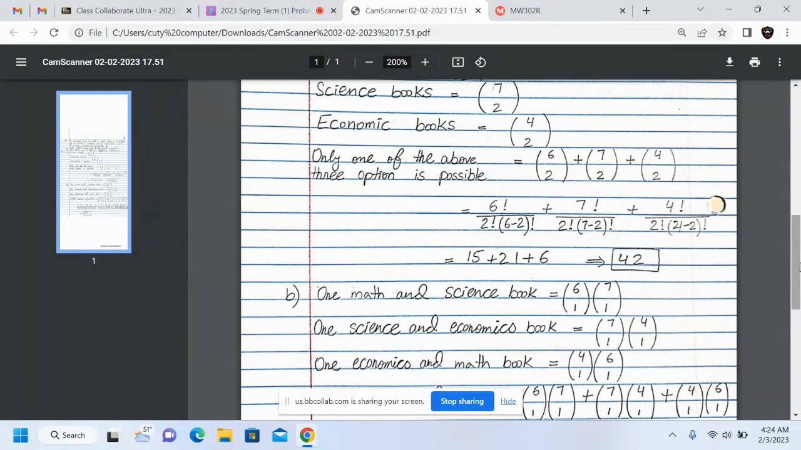So this is such a good point: only one of the above 3 options is possible. Everybody pay attention to this. Usually we choose out of the 3 choices by the counting principle and multiply them. However, there is a condition here, and that's why we add. Why do we add? Because only one of those will happen. Okay, great, keep going.